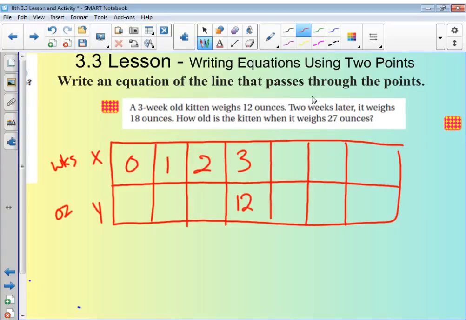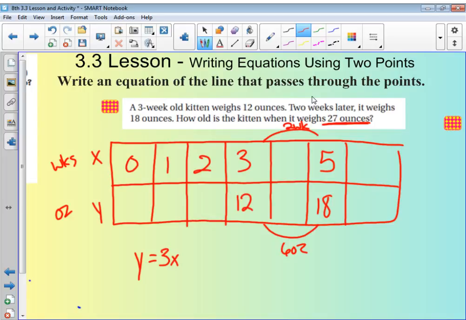2 weeks later, if I go 2 boxes up, that would be week 5. It weighs 18 ounces. And how old is the kitten when it weighs 27 ounces? So we could continue our table to get all the way to 27, but we're going to substitute in. So if we look at this, it changed 6 ounces over 2 weeks. So our slope, our rise and our run, remember it's always y over x. So our change was 6 over 2, which would be 3.